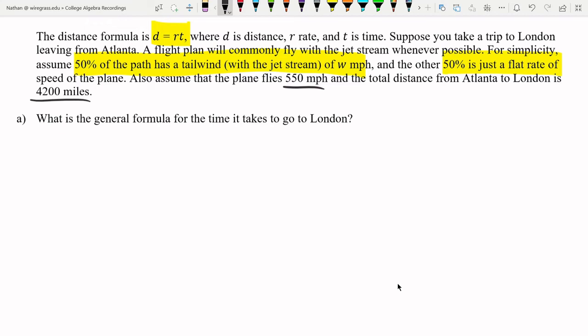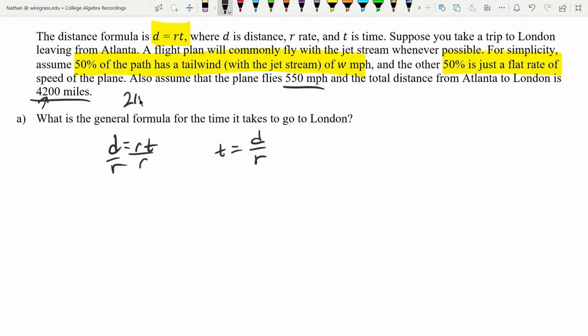Well, the time that we're looking for, we're going to use the distance formula, but not in this form. Here we have what distance equals. Instead, we want the time. So we're going to divide by R, and that's going to give us D over R. Now, in this case, we have two different portions. 50% is going with the tailwind. 50% of the trip is 50% of 4,200, which is 2,100.